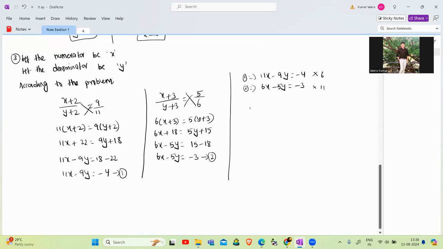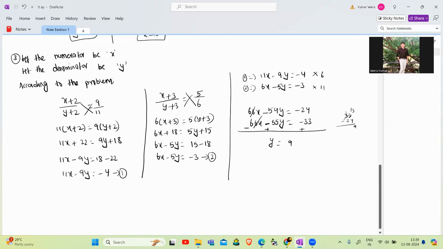See, 6 into 11, 66. 9 6s are 54y. 6 4s are 24. 11 into 6, 66x. 11 5s are 55y. 11 3s are 33. Now you see 66 and 66 are both the same, but the signs are not the same, so I have to change the signs everywhere. Now minus 54 plus 55 is plus y. Plus 24 minus 33, so 33 minus 24 you can do. So it is 9.